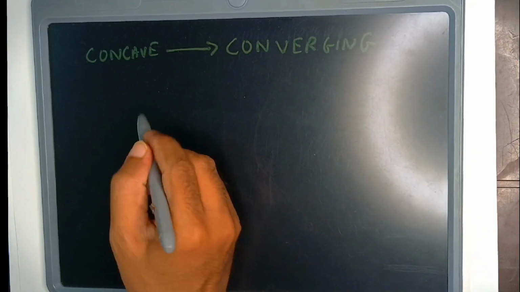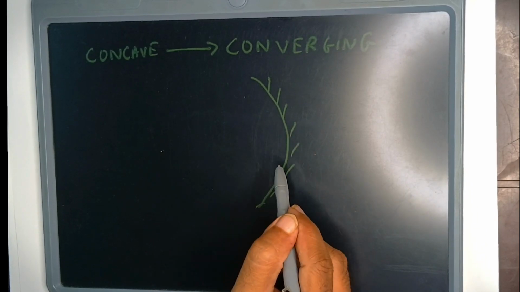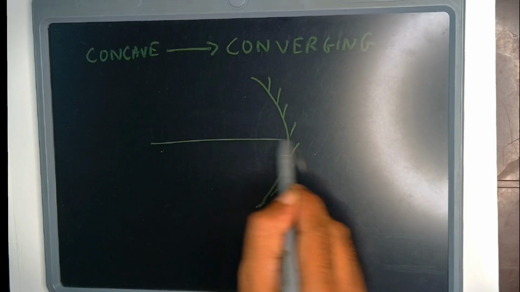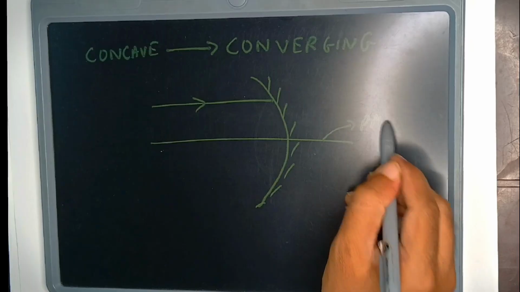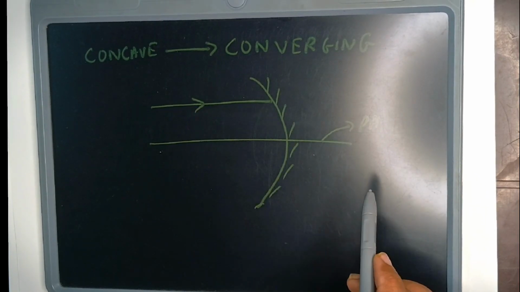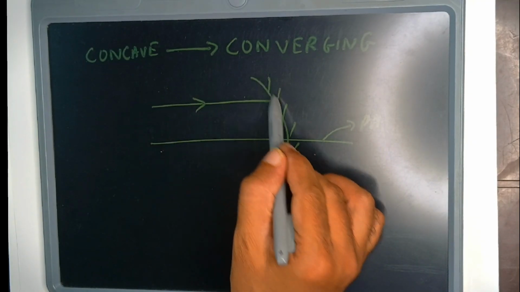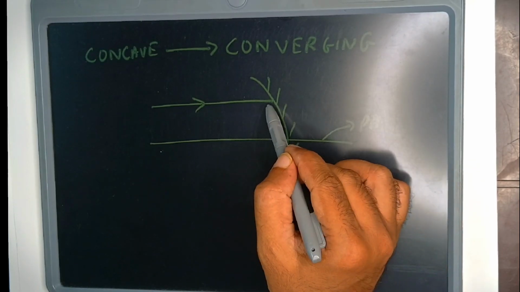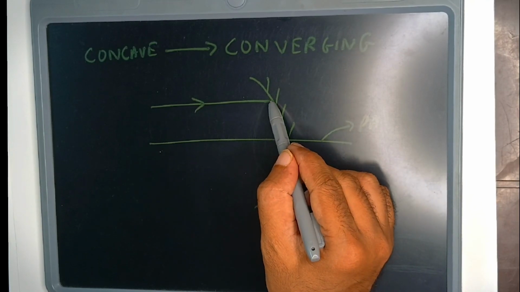And why is it called converging? If I take a concave mirror, polished on the outer side and reflecting on the inner side, that means all the rays of light which come parallel to the principal axis, this is the principal axis, this is a ray of light. All the rays of light, we know that this is a polished surface, so the ray cannot traverse further out. It has to bounce back. And it bounces back this way.